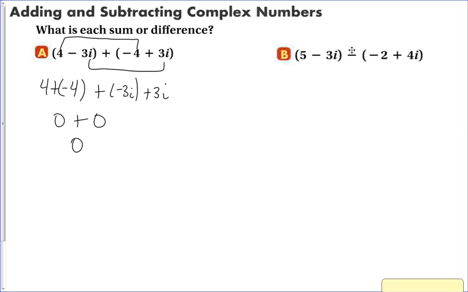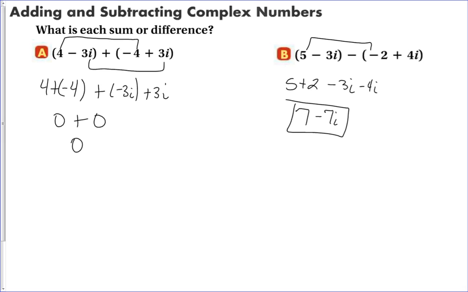Okay, let's go to this one. Now this one's subtraction. Since this one is subtraction, it still works the same way, except now we're going to subtract them instead of add them. So we're going to have 5 minus negative 2, which is plus 2, and we're going to have minus 3i, and then we're going to subtract 4i from it. So 5 plus 2 is 7. Negative 3i minus 4i is negative 7i.